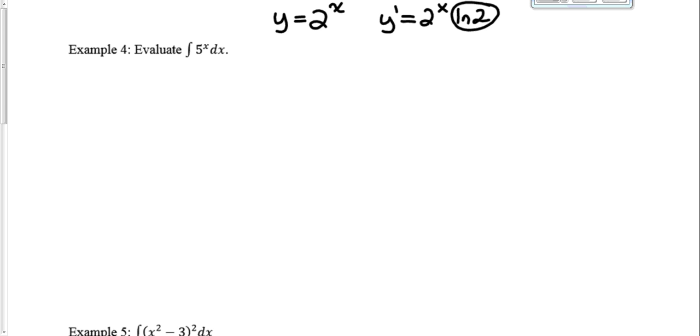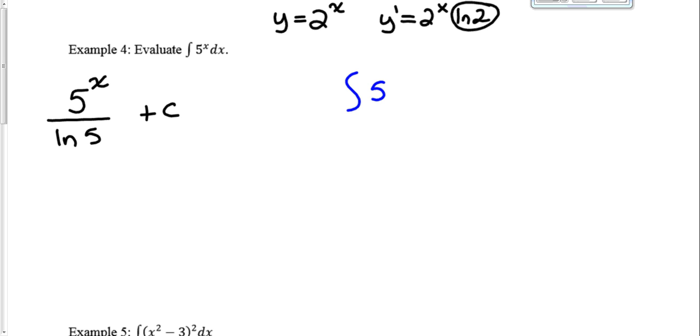So we can look at this two different ways. I'm going to end up with a 5 to the x, but when I take my derivative, I'm going to get 5 to the x times natural log of 5. But there is no natural log of 5. So I need to balance that out by dividing by natural log of 5. Now, that didn't make sense. Let's look at the other way.